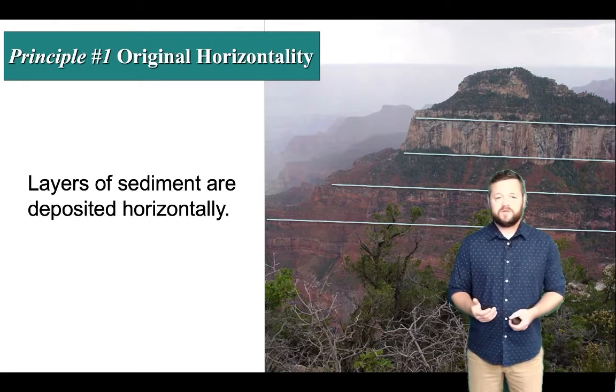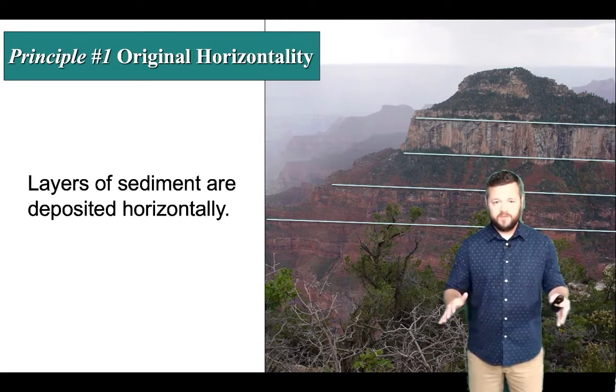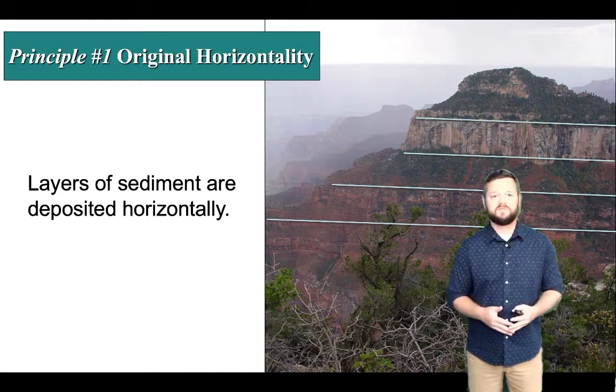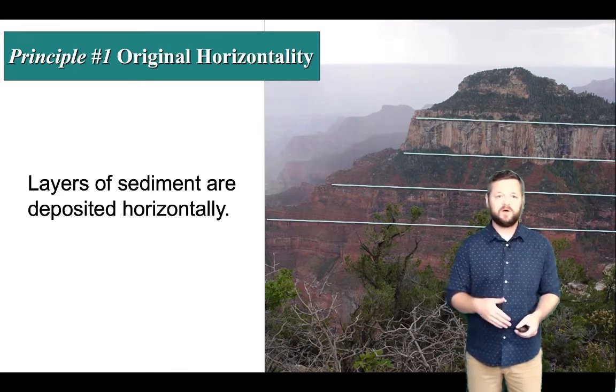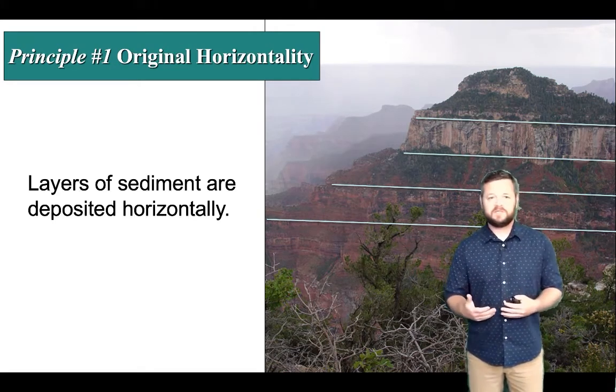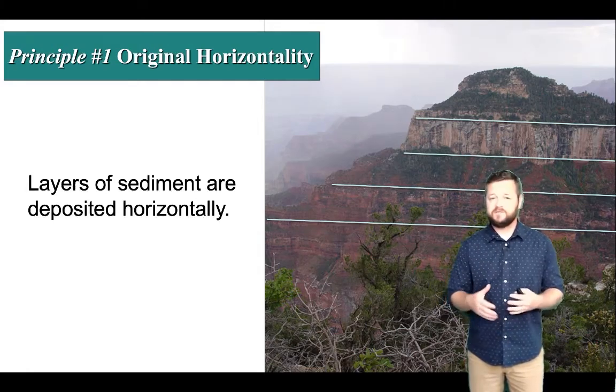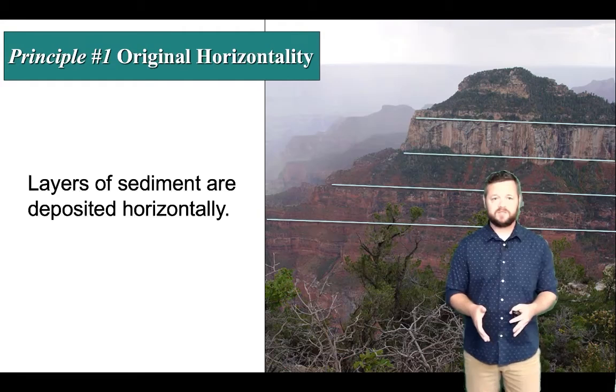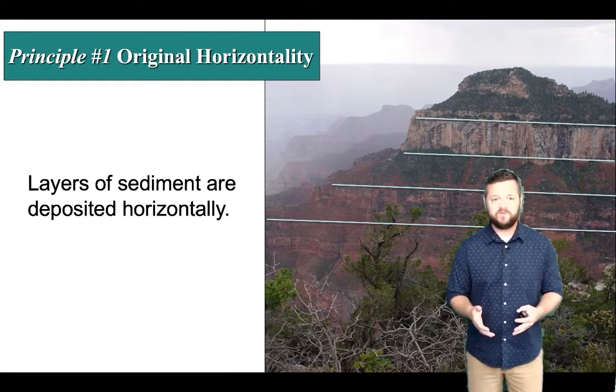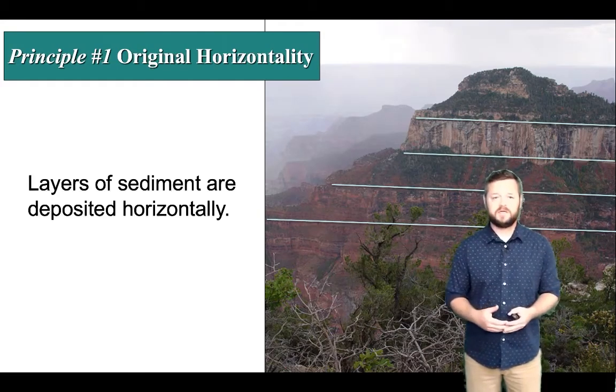The first principle is known as original horizontality. It has to do with how sediment is deposited at the bottom of large bodies of water, such as lakes and oceans. As sediment is brought into a body of water, it's generally well mixed, and sediment rains down toward the bottom. It tends to do so relatively slowly and forms horizontal layers. We can see these horizontal layers of sediment forming at the bottom of the ocean and large lakes today.